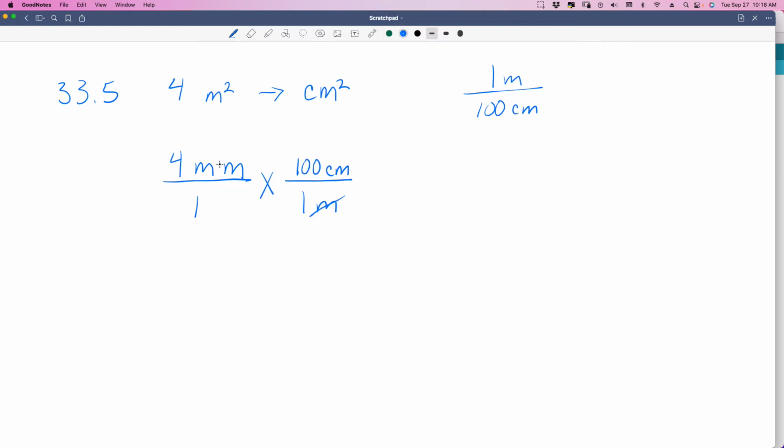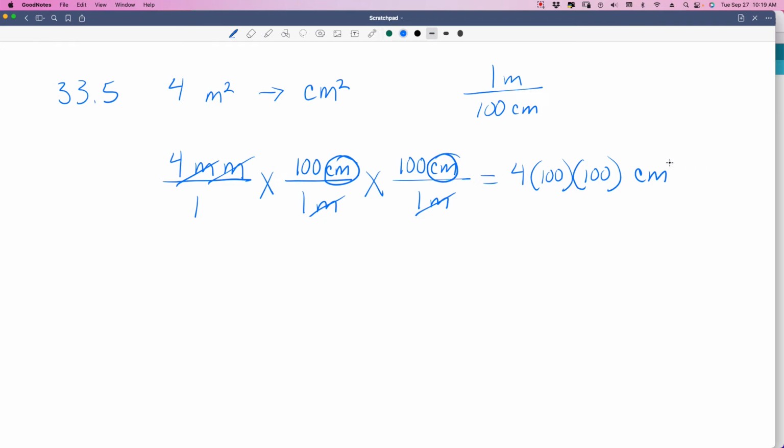We're able to cancel one of the m's out. Now we do it again so we can cancel the other m out. 100 centimeters over 1 meter. We can now cancel that other meter out. And now we have 4 times 100. Oops, there should be an equal sign because we're where we need to be. 4 times 100 times 100, and that's in centimeters, and we have centimeters once, centimeters twice, so that's centimeters twice.